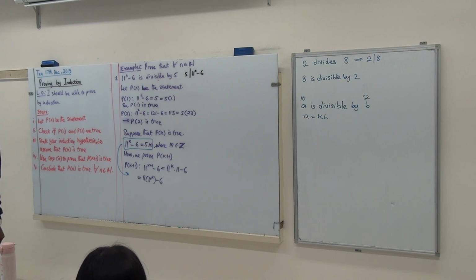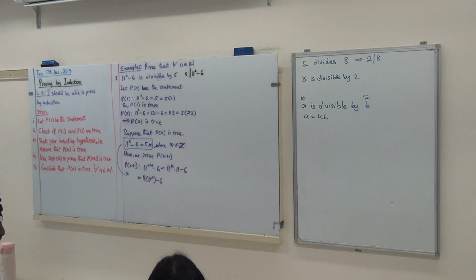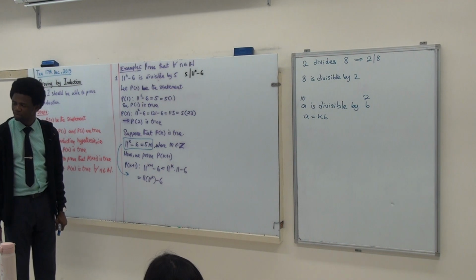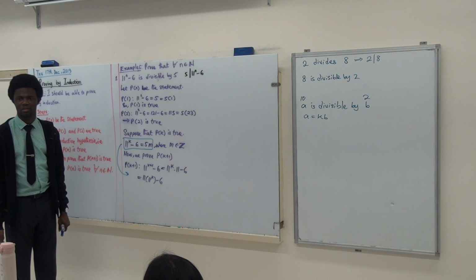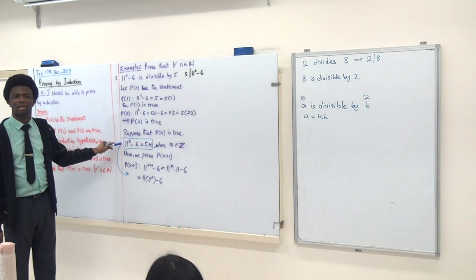Substitute what? 11 to the power k. Good. But we don't have 11 to the power k there. What do we do? Yes. Turn that: 11^k minus 6 equals 5m, and 2 to the power of k equals 5m plus 6. That's it. So from here, make 11 to the power k the subject and substitute here.